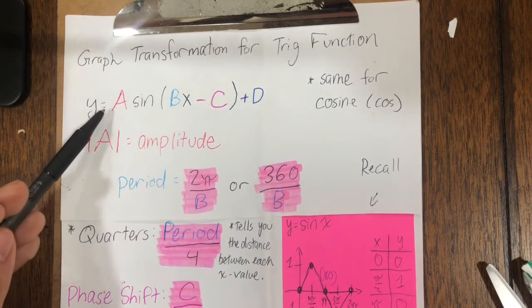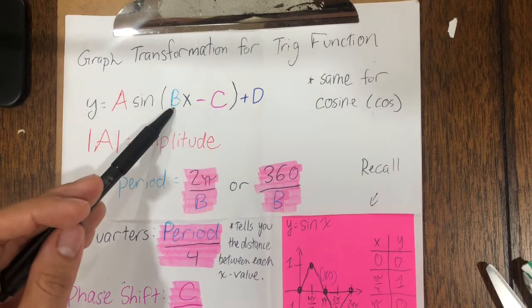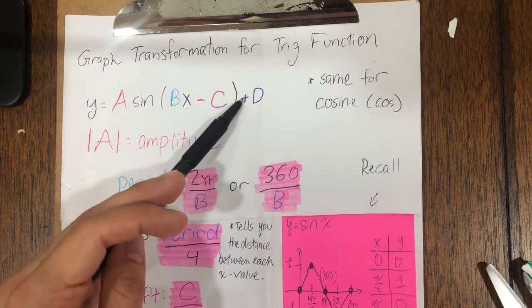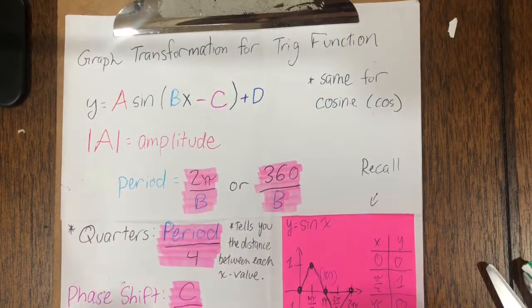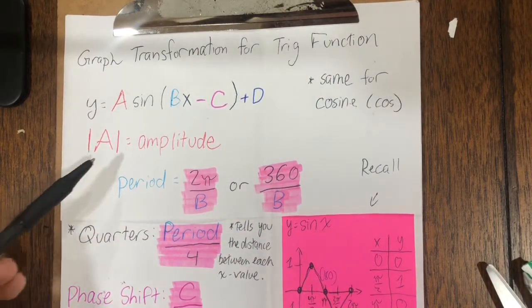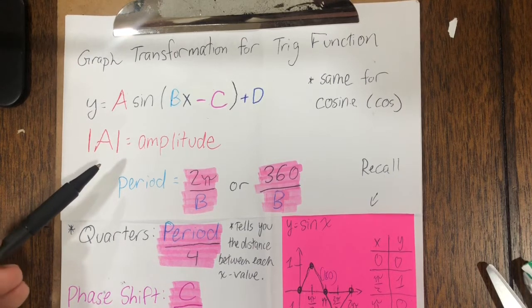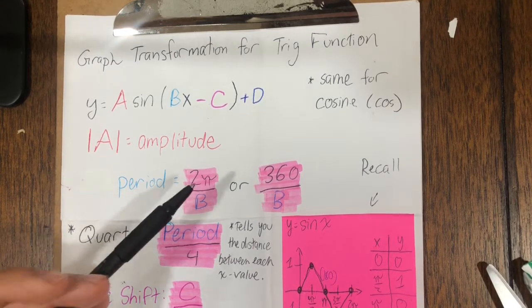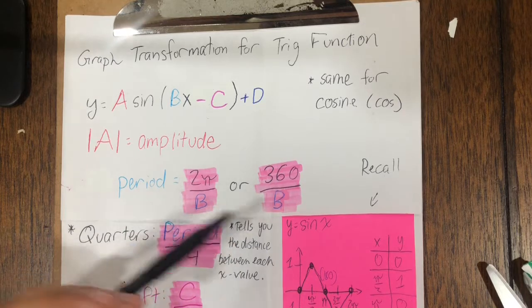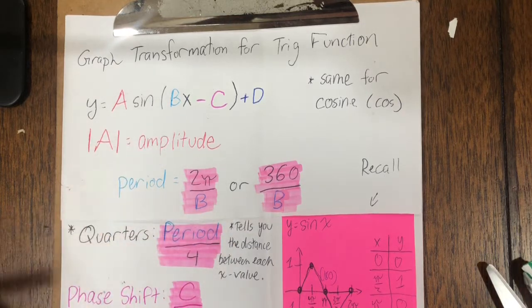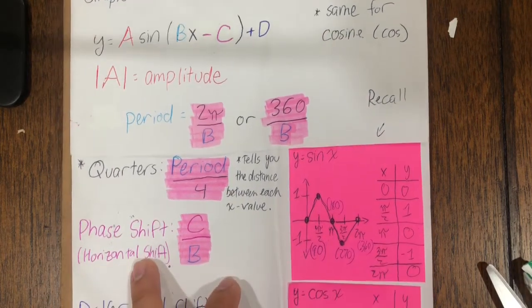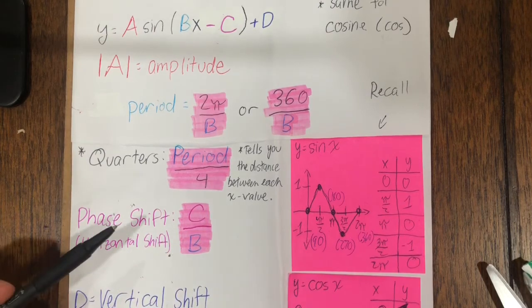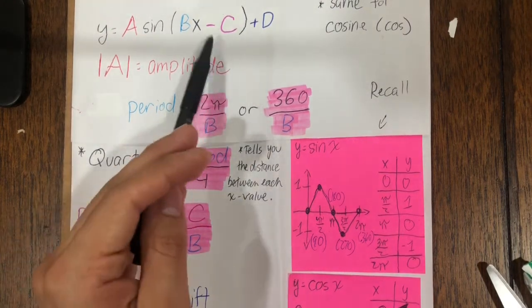So we have y equals a times sine of (bx minus c) plus d, and this could also be applied for cosine. You guys recall the absolute value of a represents the amplitude, and to figure out the period, we can take 2 pi or 360 and divide it by the number given for b. Now, what I want to talk about are the two shifts that apply for C and D.